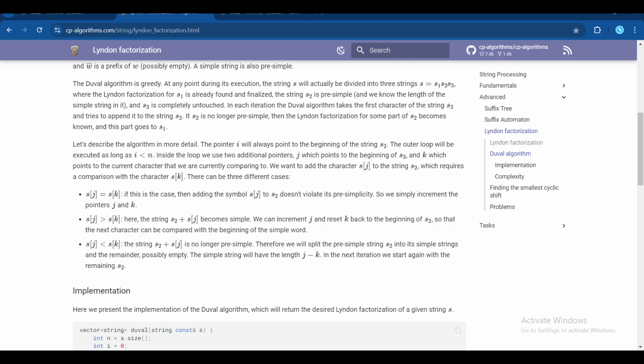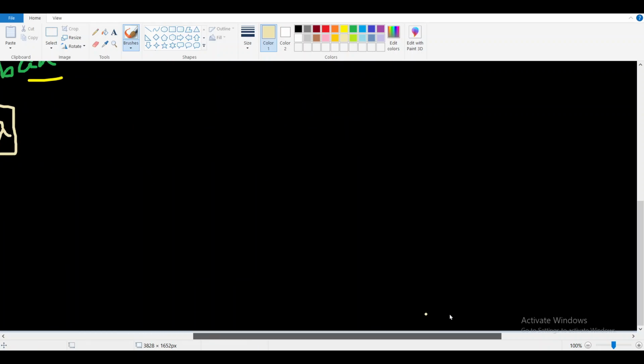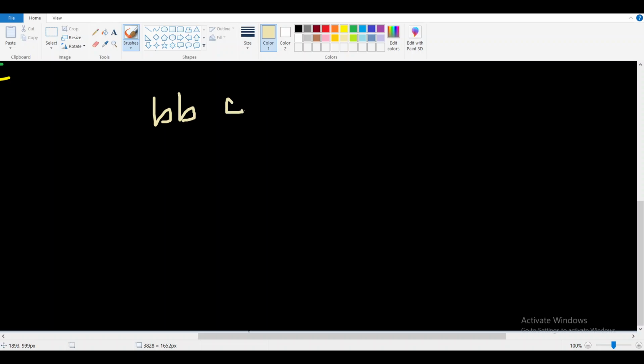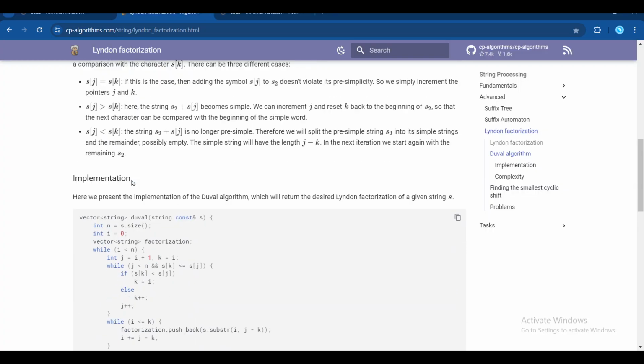Okay, let me take one example. You will understand it more clearly. We have BBC, BBC, and BBA. Let's say this is our string. If we go to this algorithm and the code, we have some value of I. Let's ignore I for now.